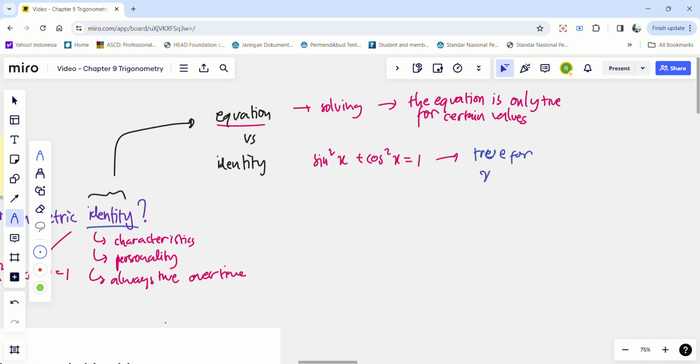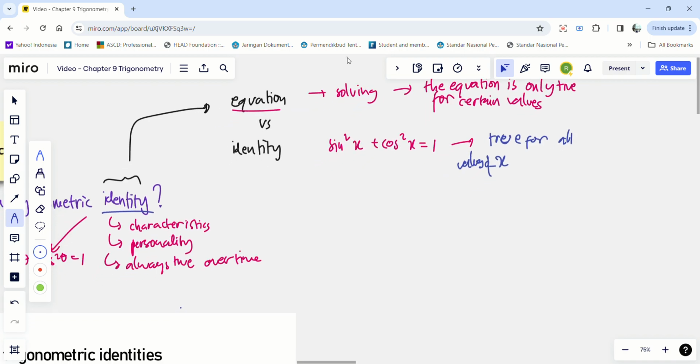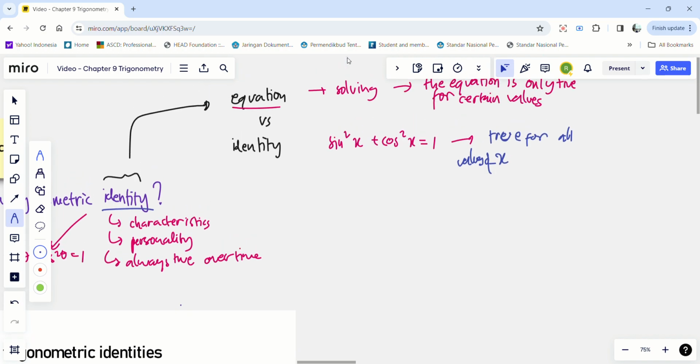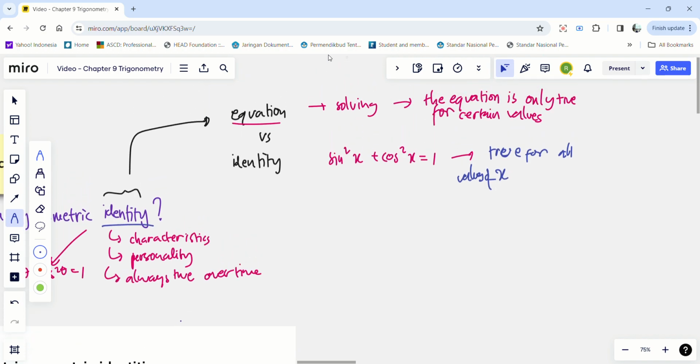Well, for an identity, the difference is that it's not only for certain values, but it is true for basically all values of x, as long as x is in the domain. For example, if x is a real number, then any real number. If x is between 0 and 360, then any value from 0 to 360. So it's true for any values, you name it, and that becomes an identity. That's why it becomes like a characteristic of trigonometry.